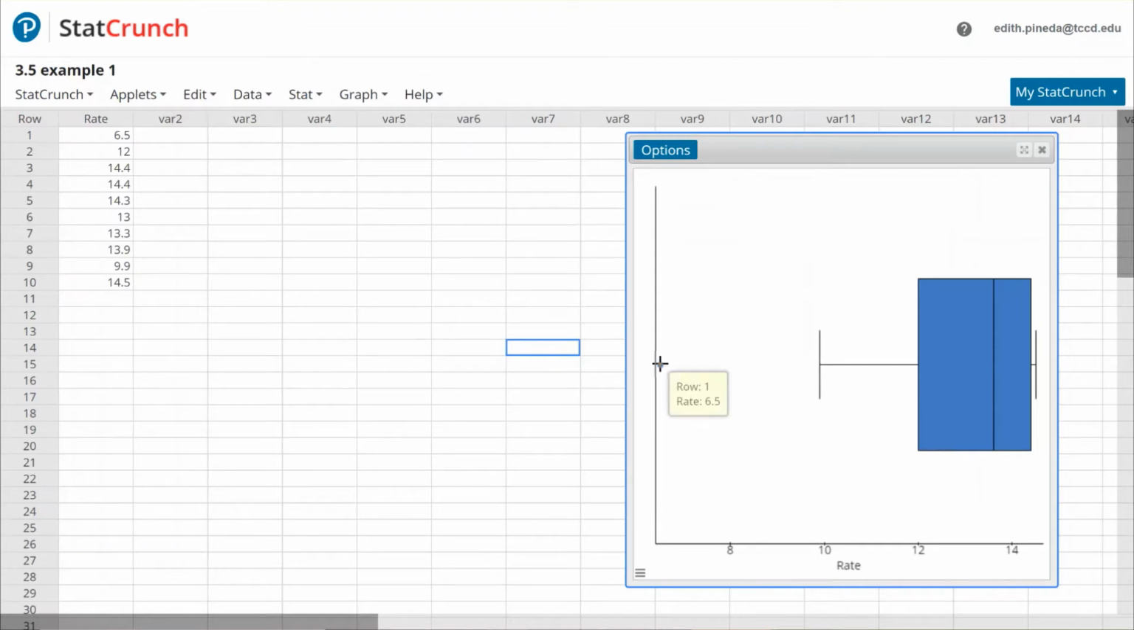So notice that here we have the outlier, which is 6.5. And here we have the lower limit, which is the min, Q1, which is 12, the median, which is 13.6, Q3, which is 14.4, and the upper limit, that is 14.5.